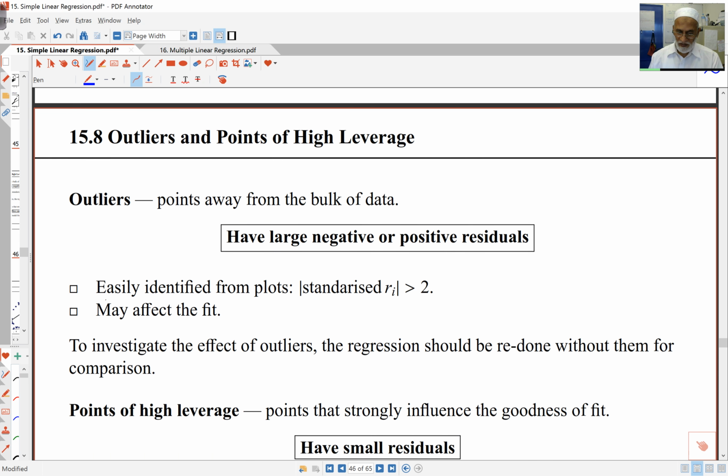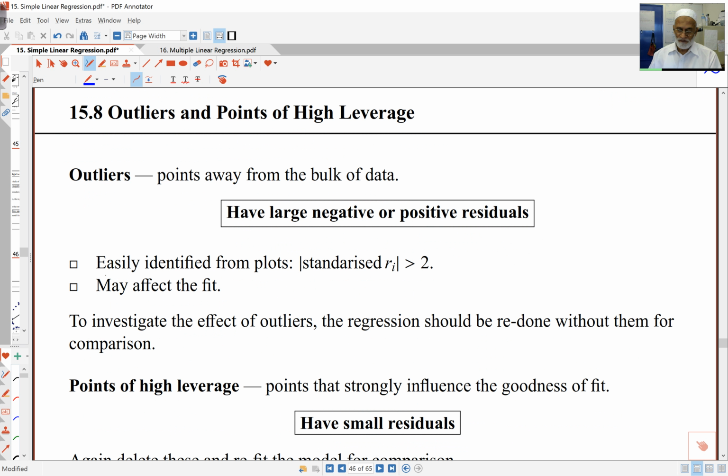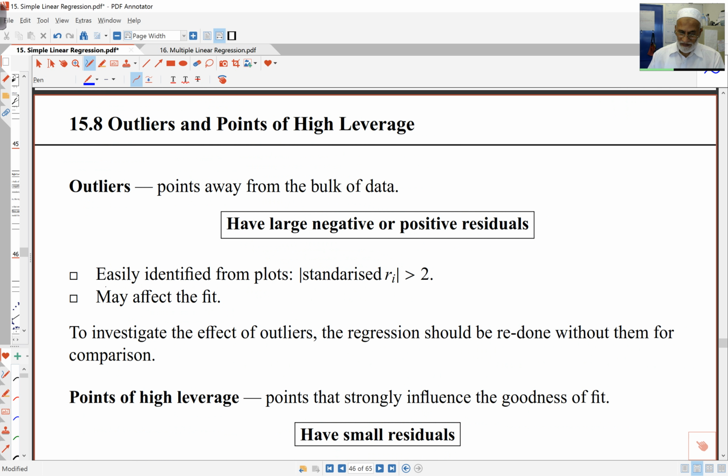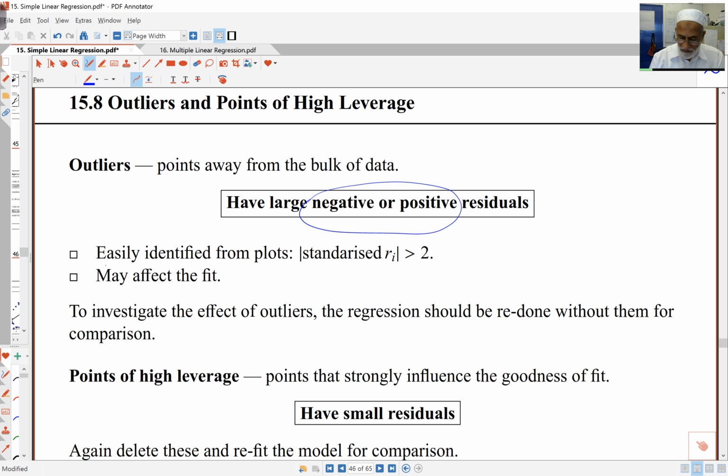All right, finally we'll get to these points of high leverage. So outliers and high leverage, both of those. Outliers are points that are away from the bulk of the data, and they usually have very large positive or negative residuals. And so if we take a look at the plot of standardized residuals, then if the standardized residuals are -2 or less, or 2 or bigger, that would identify these kinds of points.